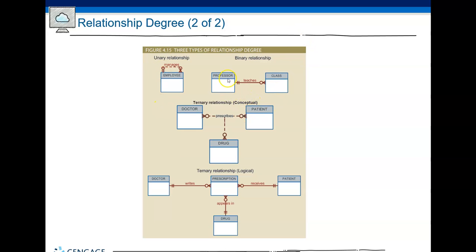All right. Binary relationship: a professor teaches 0 or more classes. A class is taught by one and only one professor. Ternary relationship. So let's see what this one is. A doctor prescribes a certain drug to a certain patient. A doctor prescribes 0 or more drugs to 0 or more patients. A patient is prescribed 0 or more drugs by 0 or more doctors. And then a drug is prescribed by 0 or more doctors to 0 or more patients. So these are all optional.